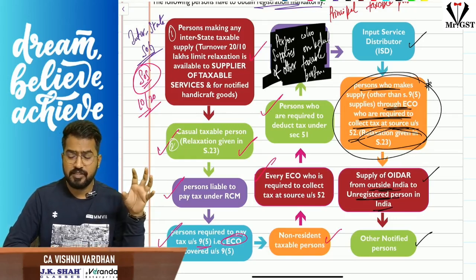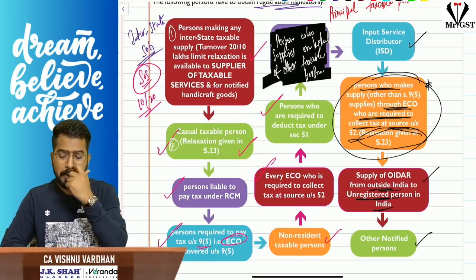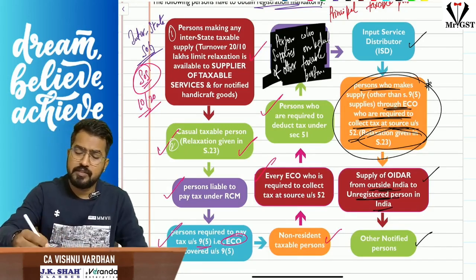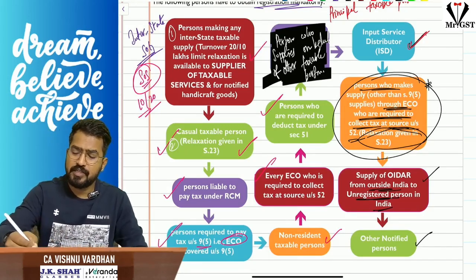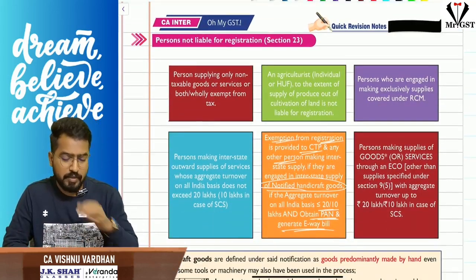Further, there is a relaxation recently now, so that is important for you. Next, supplier of OIDAR services and other notified persons. Okay, fine. So input service distributor and OIDAR services are CA final syllabus, so you need not worry. Now, coming to the next one.